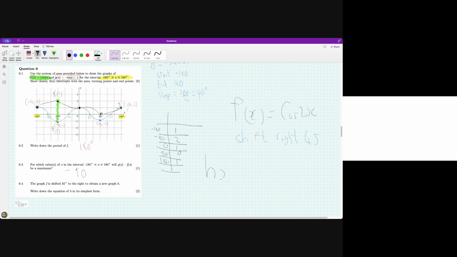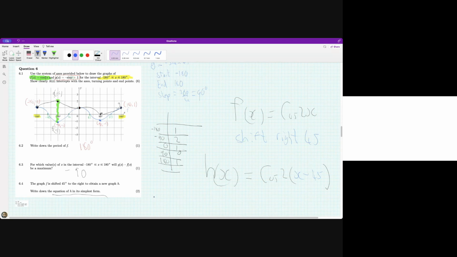So h of x, they said refer to as h. Now, I'm still going to have the period change, but something else has to happen. I have to go x, and something has to happen to shift right. What should I do? To shift to the right, I need to go minus 45. It's a bit confusing because people think, oh, if I'm going to the right, but it's the opposite of your intuition.